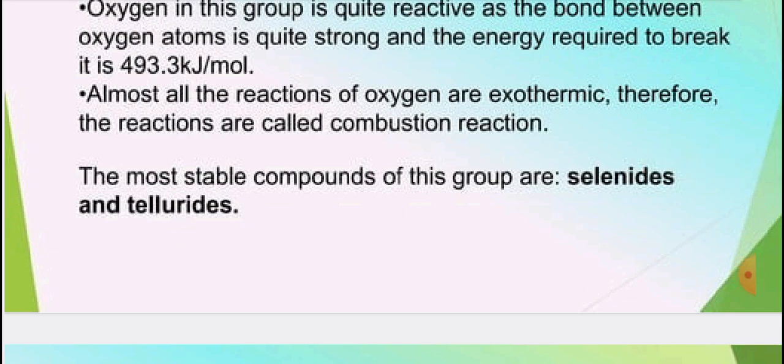The most stable compounds of this group are selenides. Selenides are basically compounds of selenium, and tellurides are basically the compounds of tellurium. These are most stable compounds because they have diffuse atoms of large size. When these form compounds, they are very strong and have very high bond dissociation energies. So they form the most stable compounds. So this was all about this presentation.